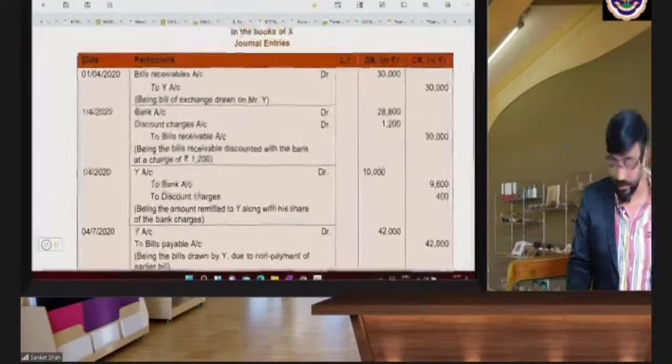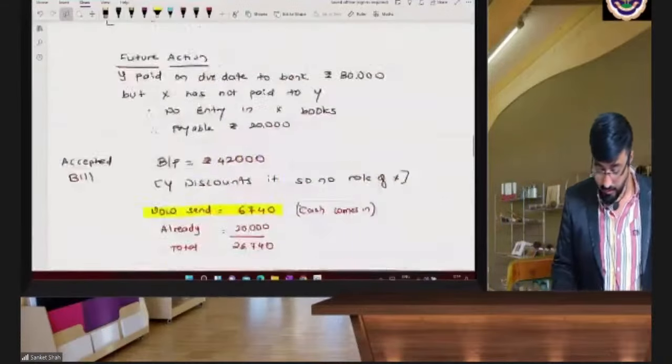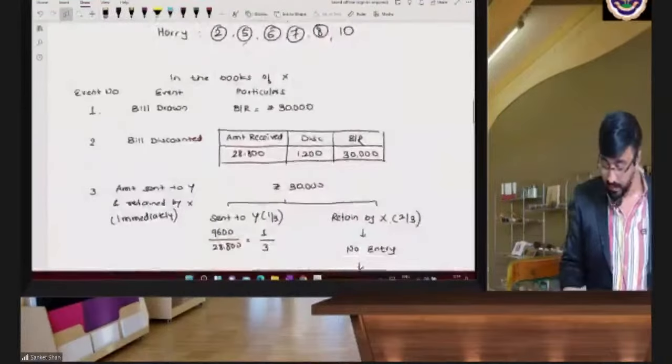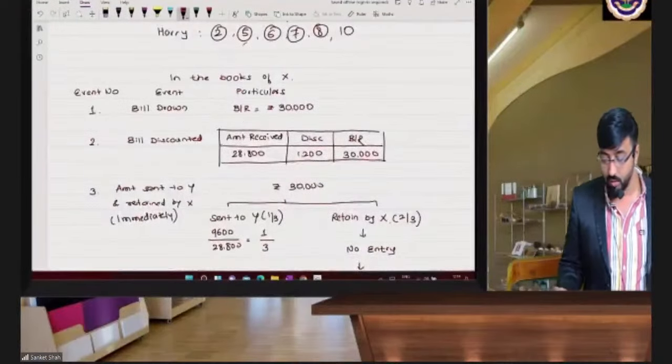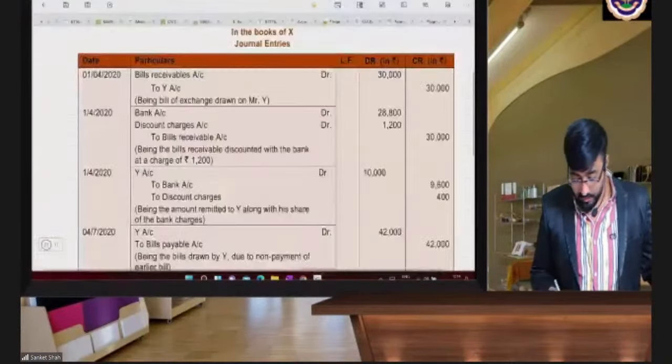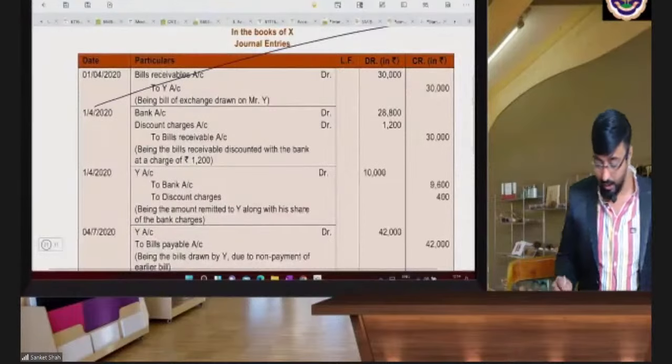So see beta, event wise, chalo, I will keep the events in front of you. Bills receivable account debit to Y account. Bills receivable to Y. Yes, sir, this is correct. Bills receivable to Y account. First one I got this.